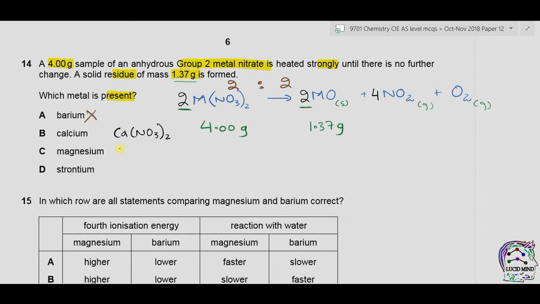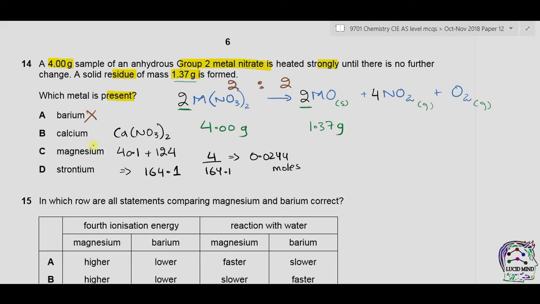The molecular mass for calcium is 40.1 plus, for nitrate we have 2 nitrates, so the molecular mass is 124. So it equals 164.1. Now we can find the number of moles by dividing 4 grams by 164.1. It is equal to 0.0244 moles.